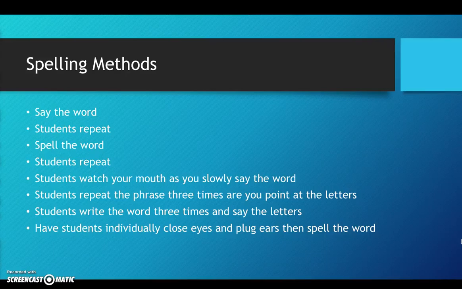Spelling methods. Say the word, have students repeat. Spell the word, have students repeat. Students watch your mouth as you slowly say the word. Students repeat the phrase 3 times as you point to the letters. Students write the word 3 times as you say the letters. Have students individually close eyes and plug ears, then spell the word.